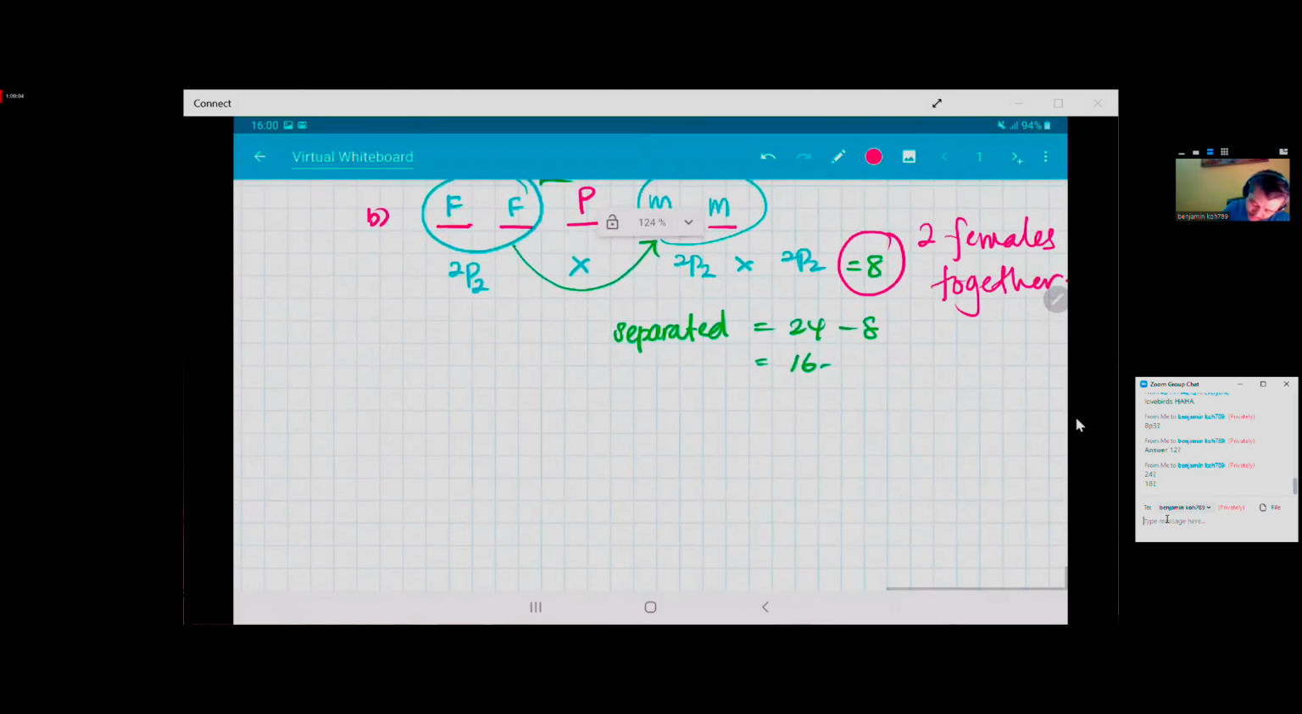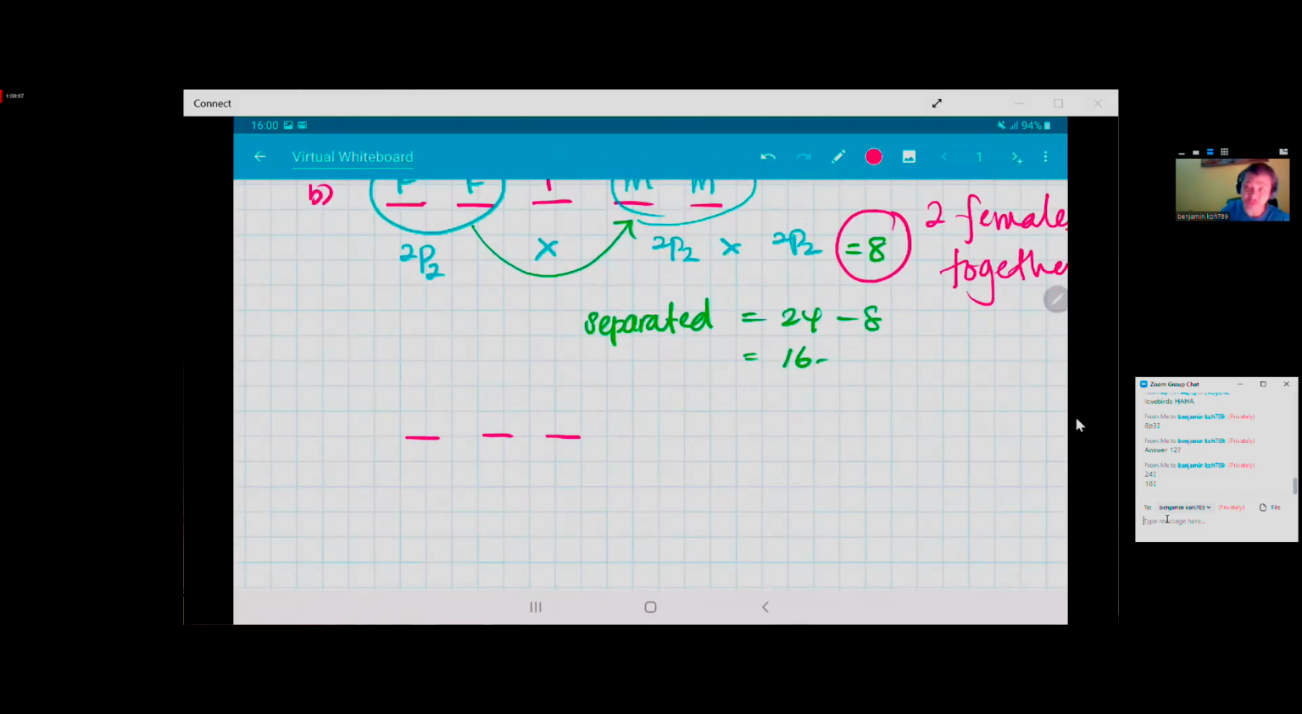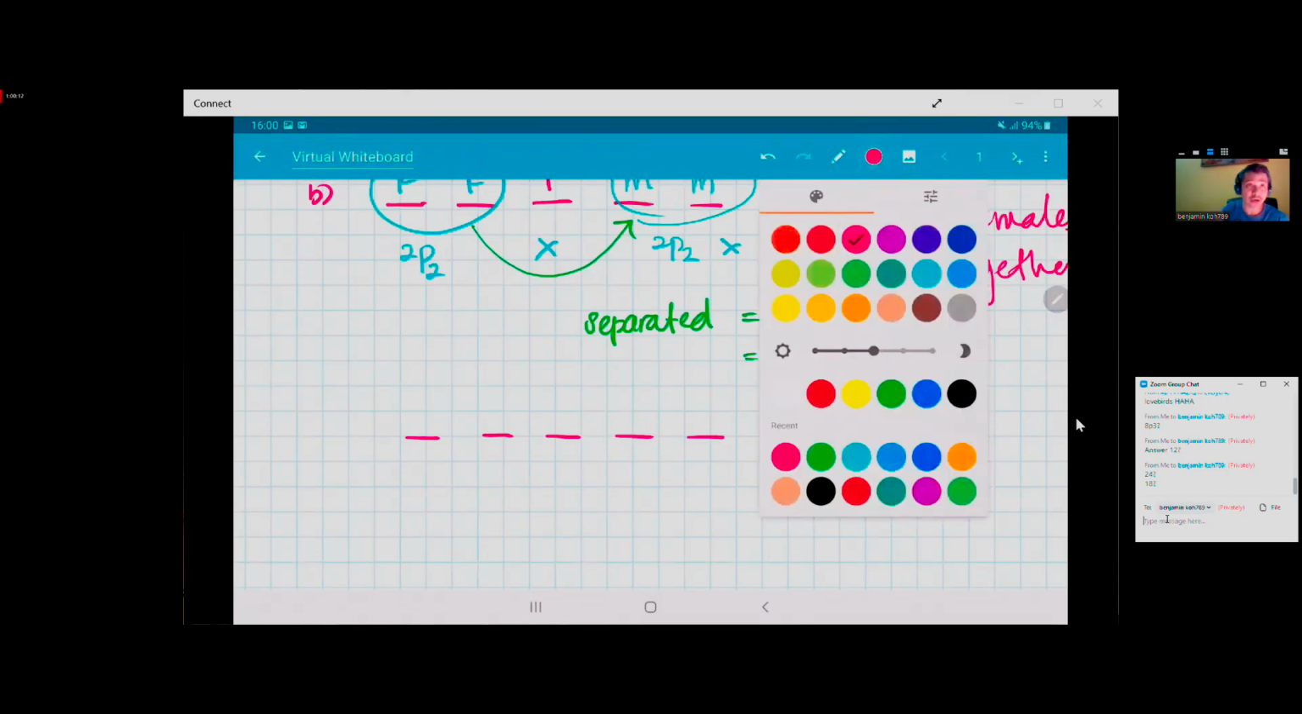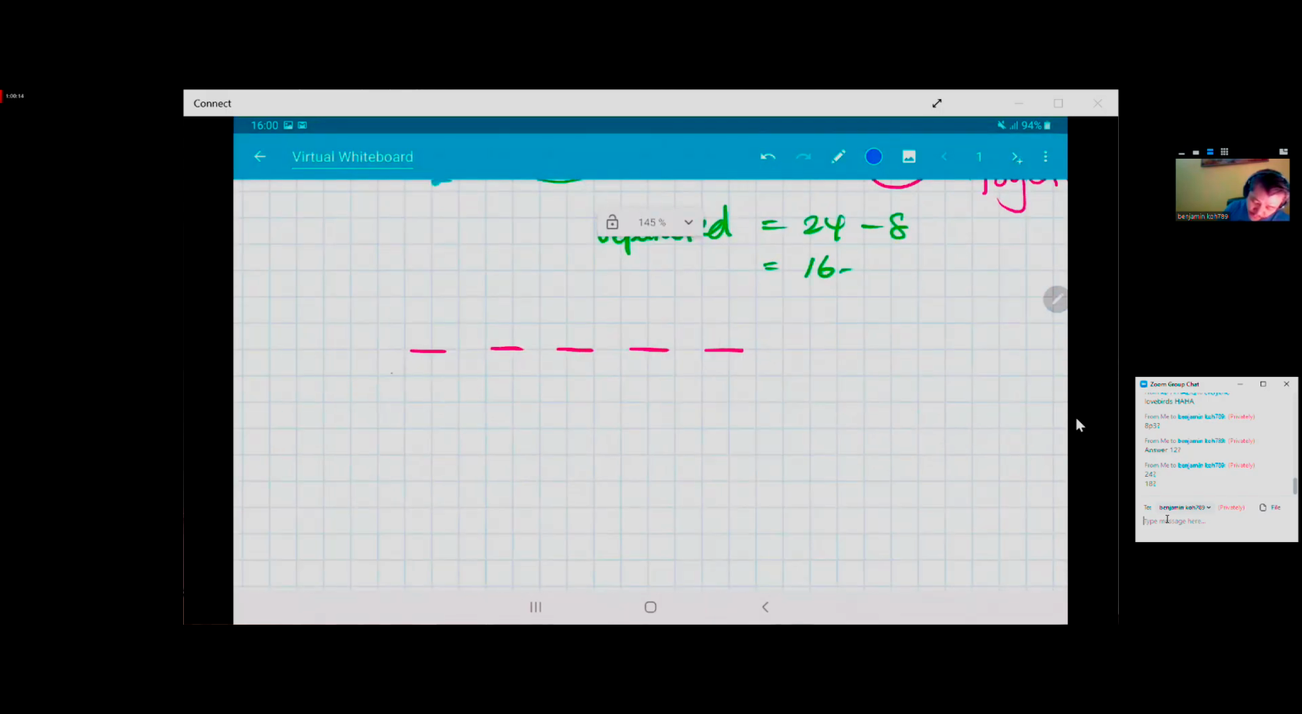So for example here, 1, 2, 3, 4, 5. Asfaliana said that she wants to do this way. Her answer is correct. Like this: 2p1 times 2p1 times 1p1 times 2p1 times 2p1. Can you understand this? Okay, got it? This is for straight separated.